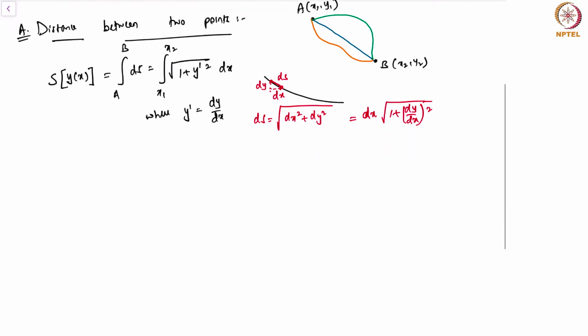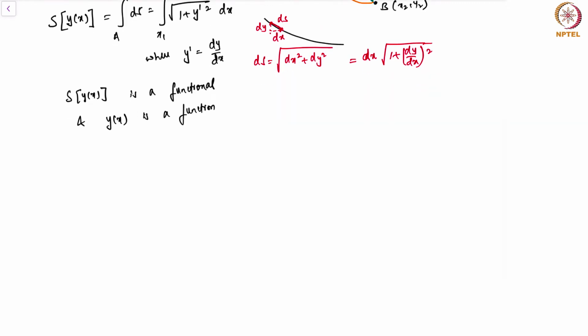So notice that s of y of x is a functional, because it in turn depends on the function y of x. The idea is that we want to integrate from x1 to x2 this quantity, square root of 1 plus y prime square, to get s, correct? So this is almost a trivial example or a simple example.